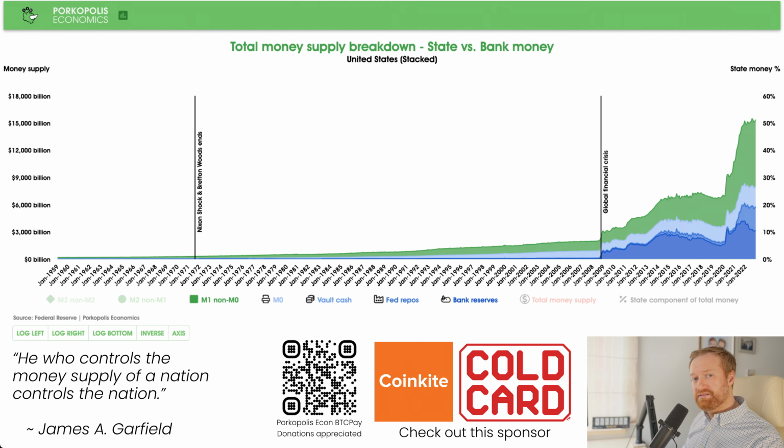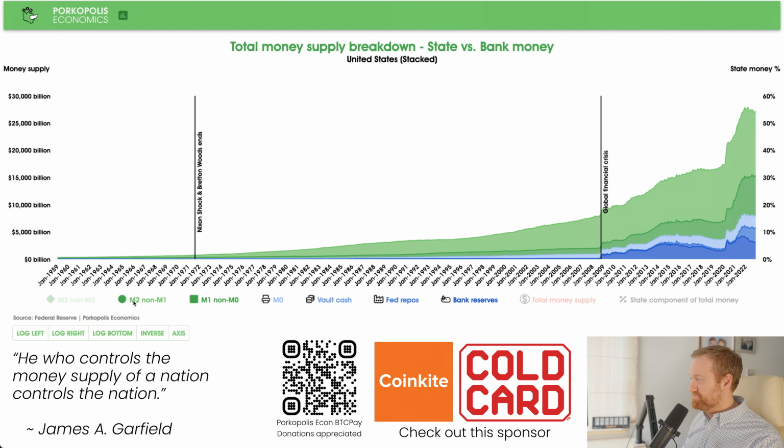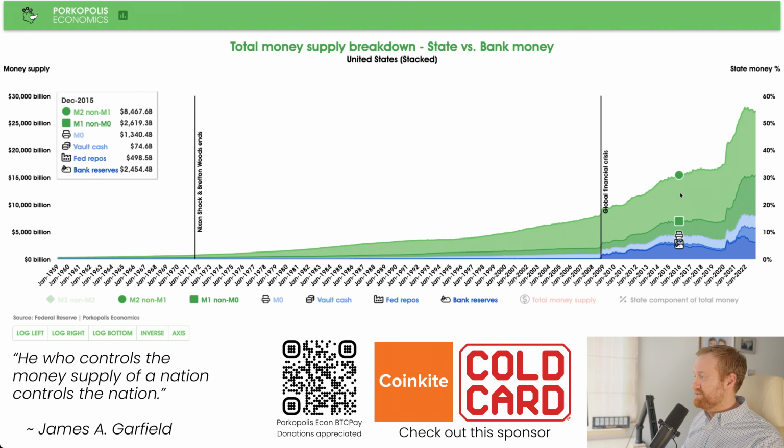M2, remember, this is sometimes said as less liquid, but really it's just less regulated retail type monetary instruments. Savings deposits, small time deposits, retail money market funds. Here is M2. And again, I have to remove M1 to stack this and to show you the non-M1 portion of M2. Here it comes. Big one. We have savings accounts in here, as I said, small time deposits, retail money market funds.